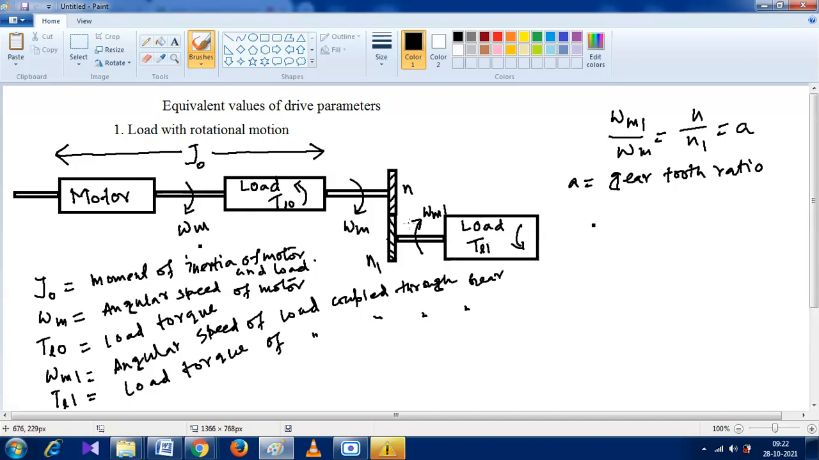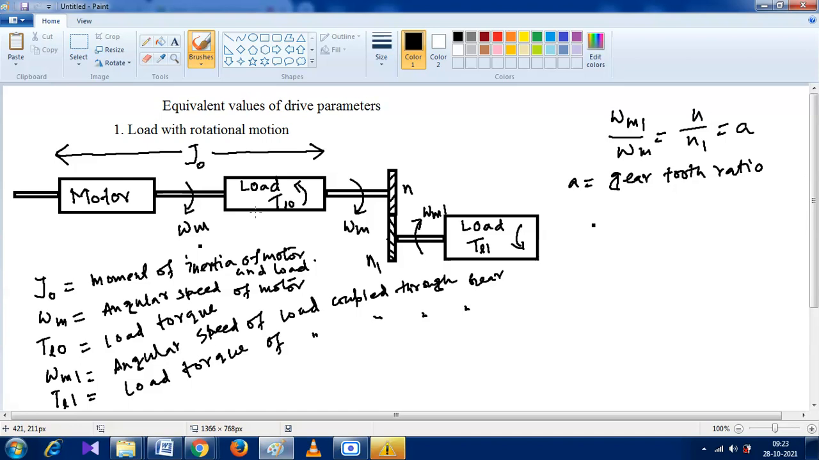I hope you understand what we are trying to calculate: the total moment of inertia of that system and the total load torque of that system. We have to calculate these values. This is called the equivalent values of drive parameters. So first tell me, what is the kinetic energy of the total system?